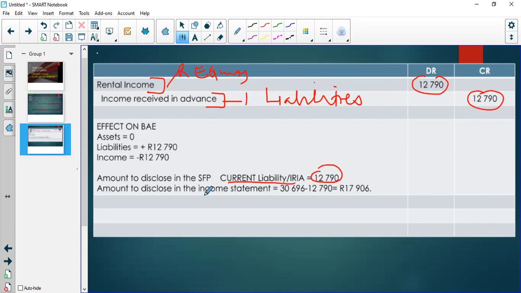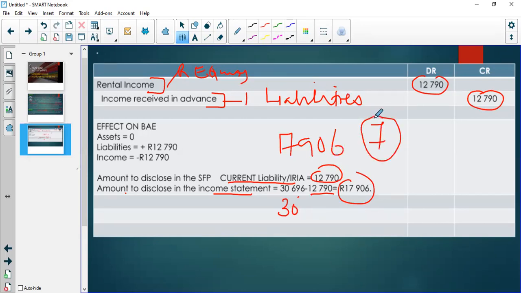And the amount to disclose in the income statement as rental income is the actual amount received minus what does not apply to this year, which we received but did not earn. So basically we earned 17,906. That is for the 7 months when we provided a service, then we became entitled. So we earned that amount and we can claim it. But for the other months, we did not provide a service, so we can't claim that.